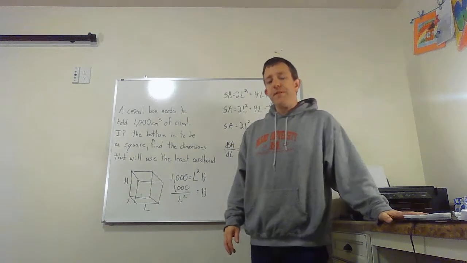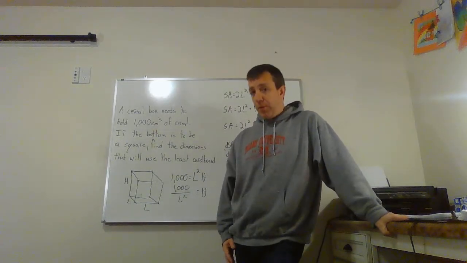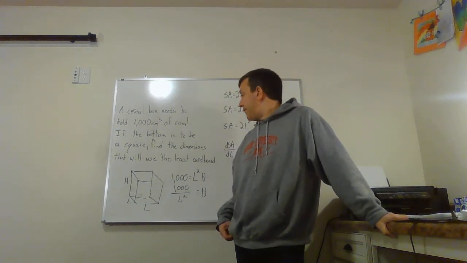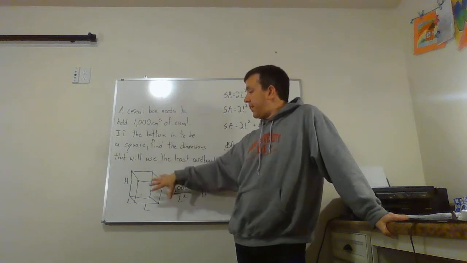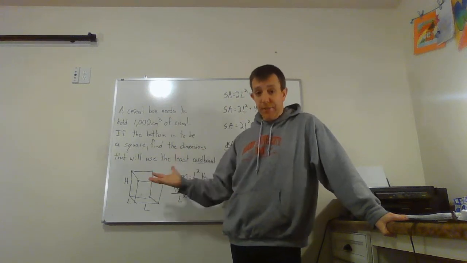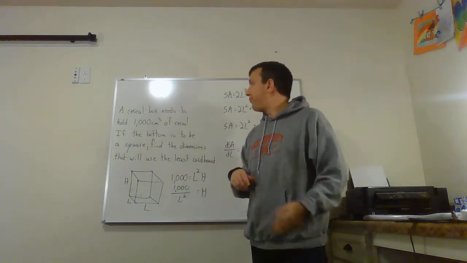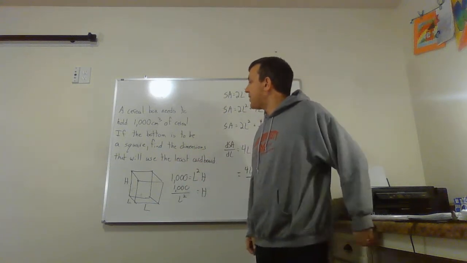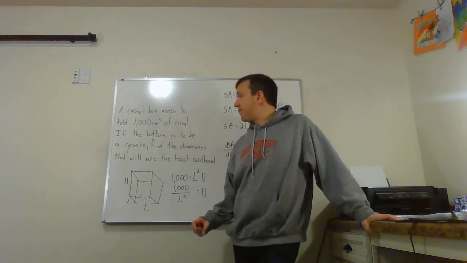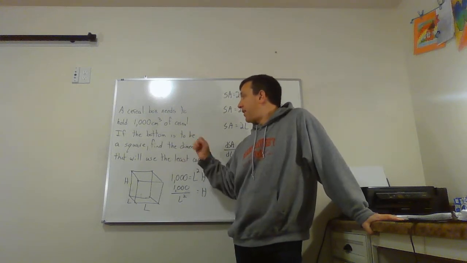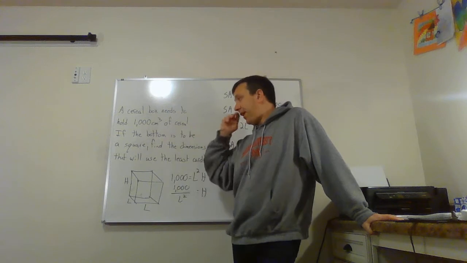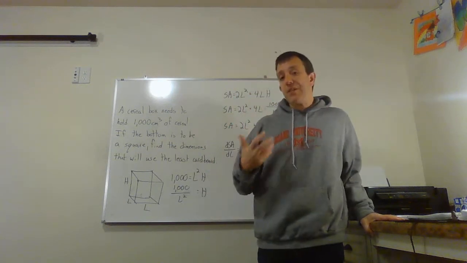All right, so here's my first example. It's going to take up more than this board, so in just a minute after I talk you through some of this, I'm going to erase this left-hand side of the board so I can finish the problem. So you might want to get some of this written down. It says a cereal box needs to hold 1,000 cubic centimeters of cereal. If the bottom of the box is to be a square, find the dimensions that will use the least cardboard.